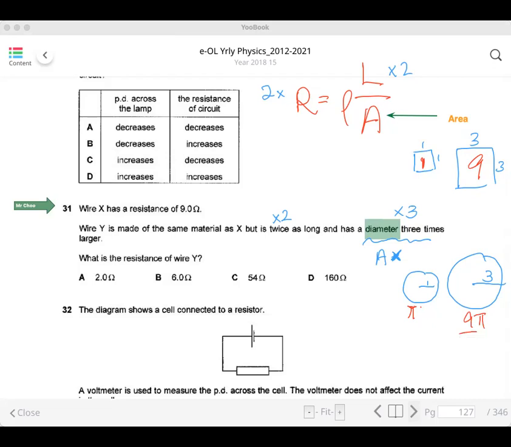Clear so far? So your area becomes 9 times more. Your resistance will become 9 times smaller. Originally your resistance is 9, so your new resistance will be 2 over 9 of the original resistance. And then what's your answer?